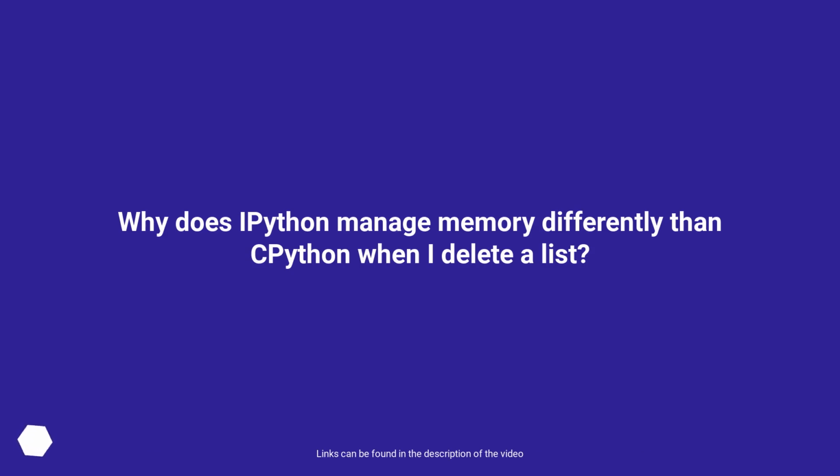Why does IPython manage memory differently than Python when I delete a list?